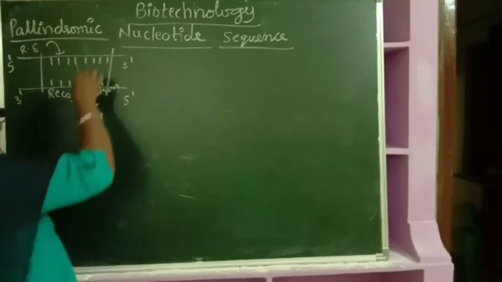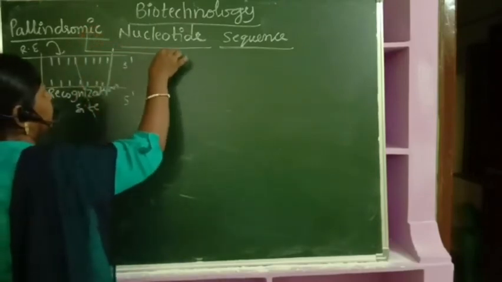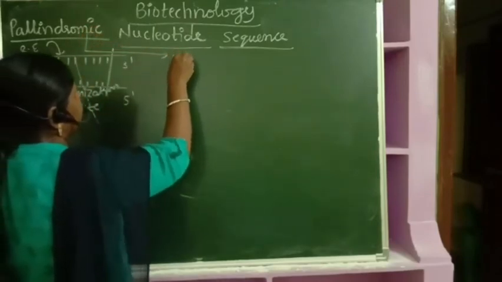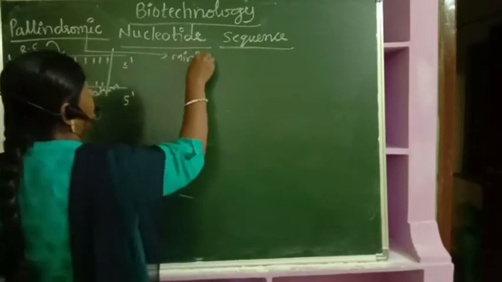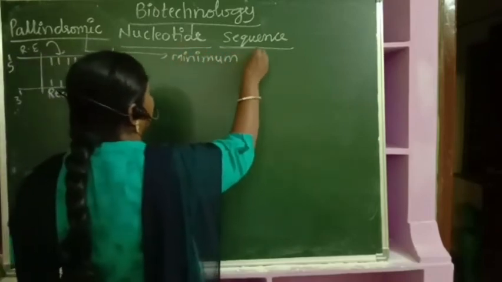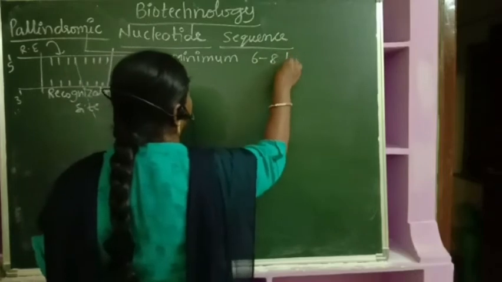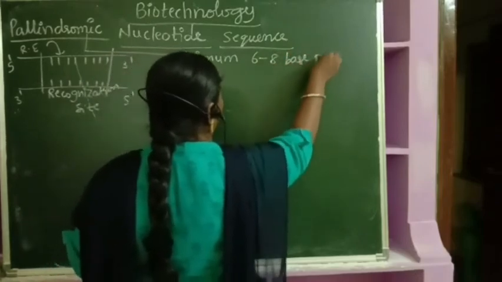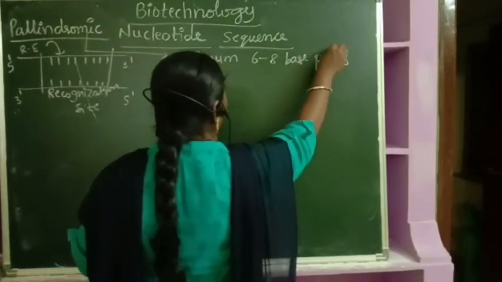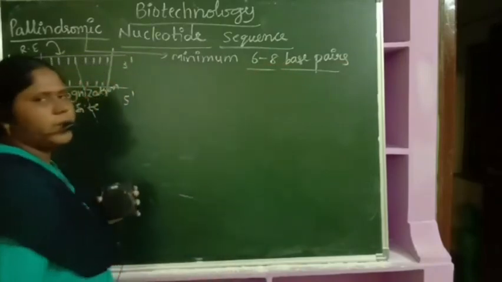Now this recognition site contains desired DNA, desired genes which are responsible for expression of desirable characters. This recognition site or palindromic site contains a minimum of 6 to 8 base pairs.